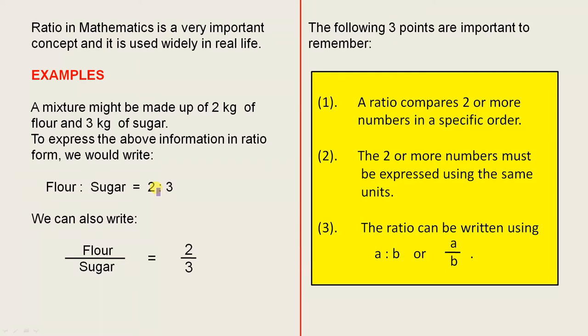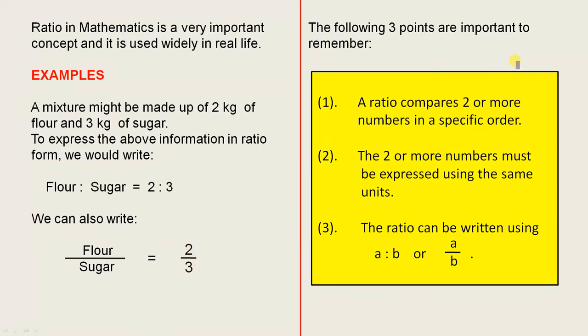We don't have to write kilograms. We don't have to write 2 kilograms is to 3 kilograms. We only have to write the numbers because we're using the same units. Whenever we're using the same units, and that's what we do in ratio, you only need to write each of the numbers down. We can also write flour over sugar equals 2 over 3. Exactly the same numbers, but you can use fraction form.